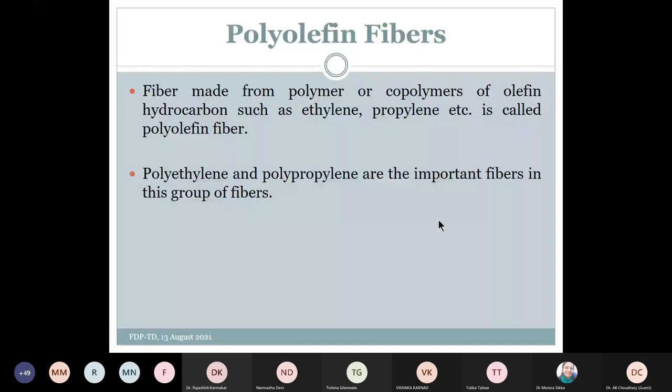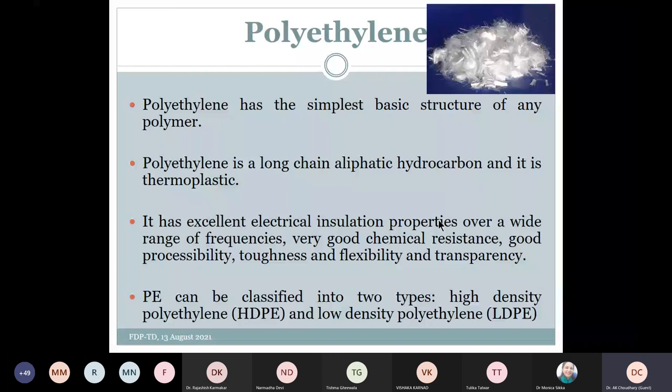Polyethylene, the basic structure of any polymer: HDPE, high density polyethylene, and LDPE, low density polyethylene. So these are the further categories of this.